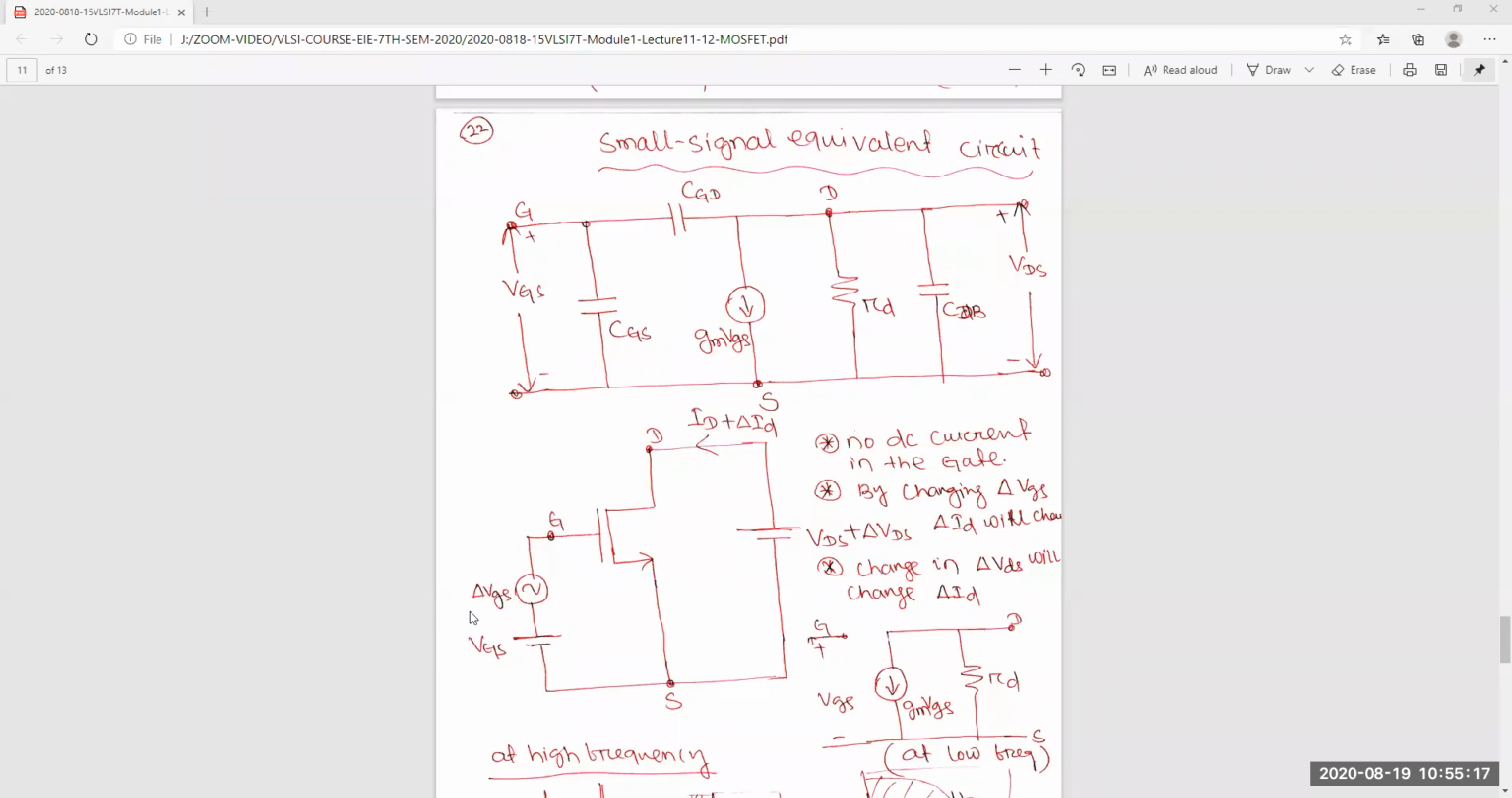Yes or no? So first we will see that input part. If you are changing ΔVGS, for that ΔVGS you will get a ΔID. This ΔID is nothing but some transconductance times VGS. That's why you are getting ΔID. So that transconductance is nothing but this gm. So gm·VGS is equal to ΔID.